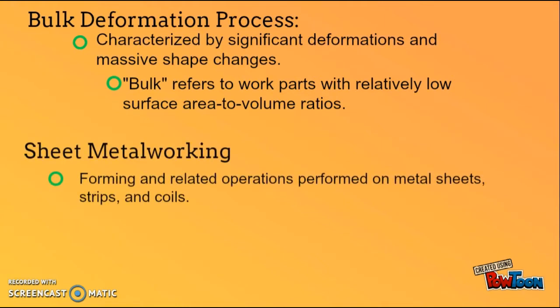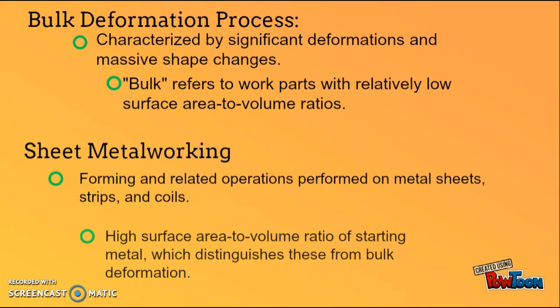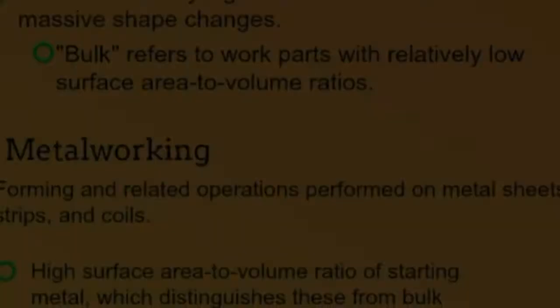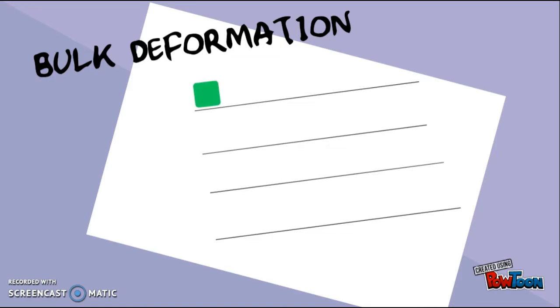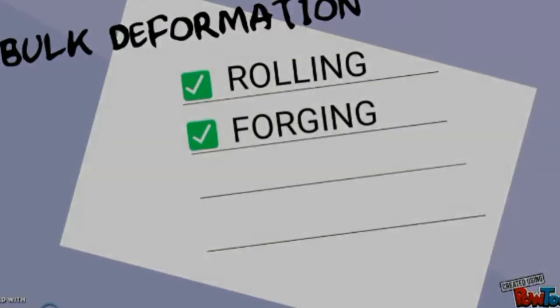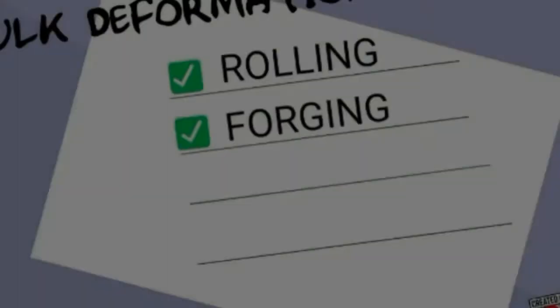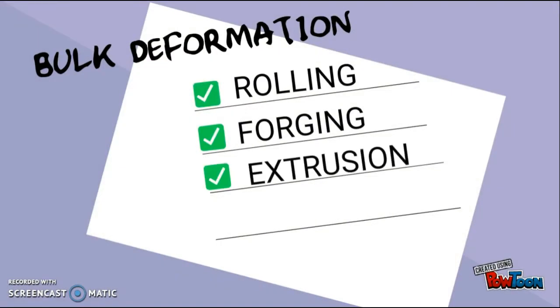And then, sheet metal working is forming and related operations performed on metal sheets, strips, and coils. Sheet metal working has a high surface area to volume ratio of the starting metal, which distinguishes it from bulk deformation. And now I will explain the details of bulk deformation. Bulk deformation is divided into four.